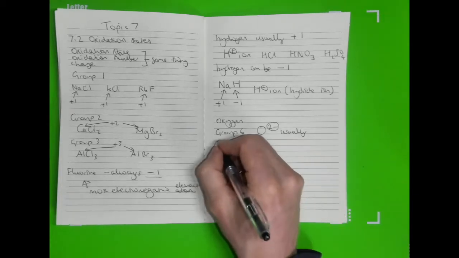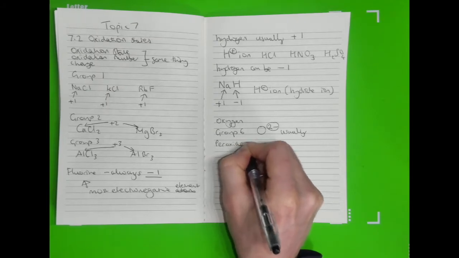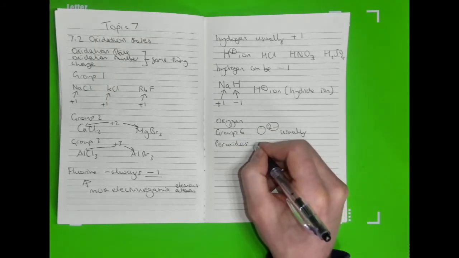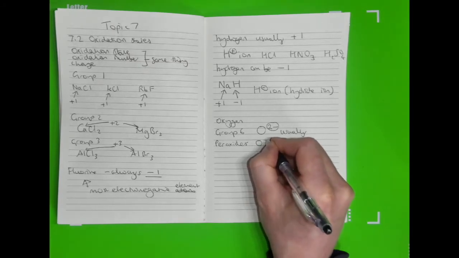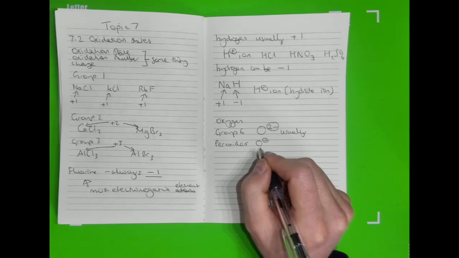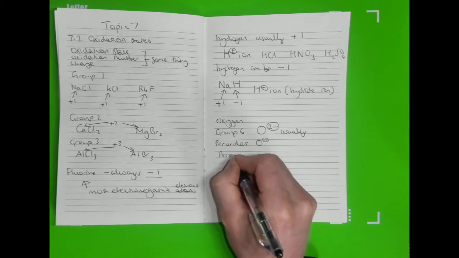In peroxides, the oxidation state of oxygen is -1. So it's O-. Now you need to know what a peroxide actually is. So a peroxide ion is this.